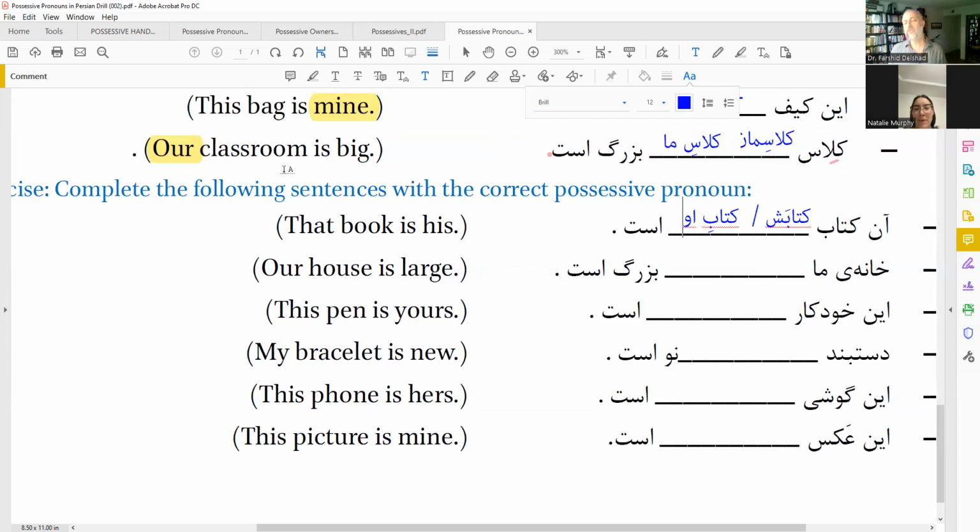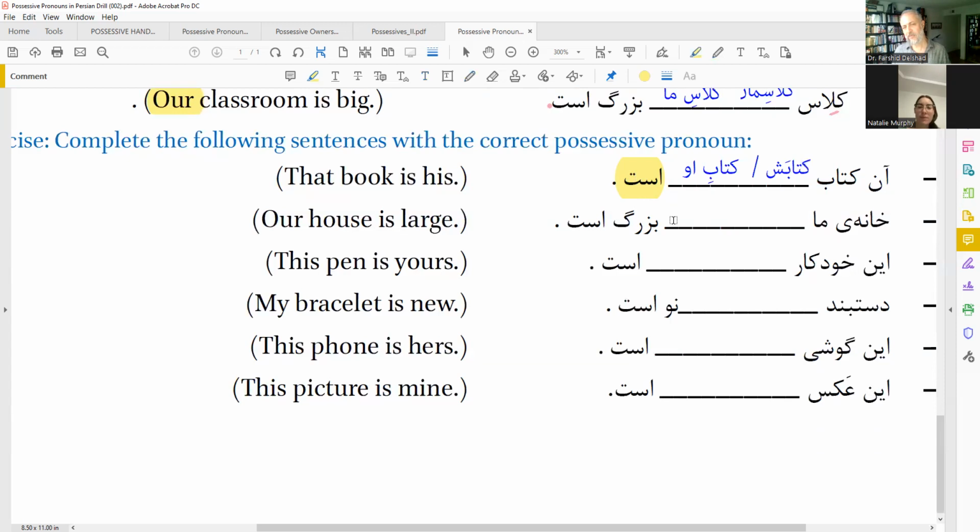We also say oost, right? Because there are long vowels here, so to say uast. In fact, in pronunciation, you're welcome to drop the aleph from ast, and you just say kitabe oost. Kitabe oost. That is his book. That book is his.